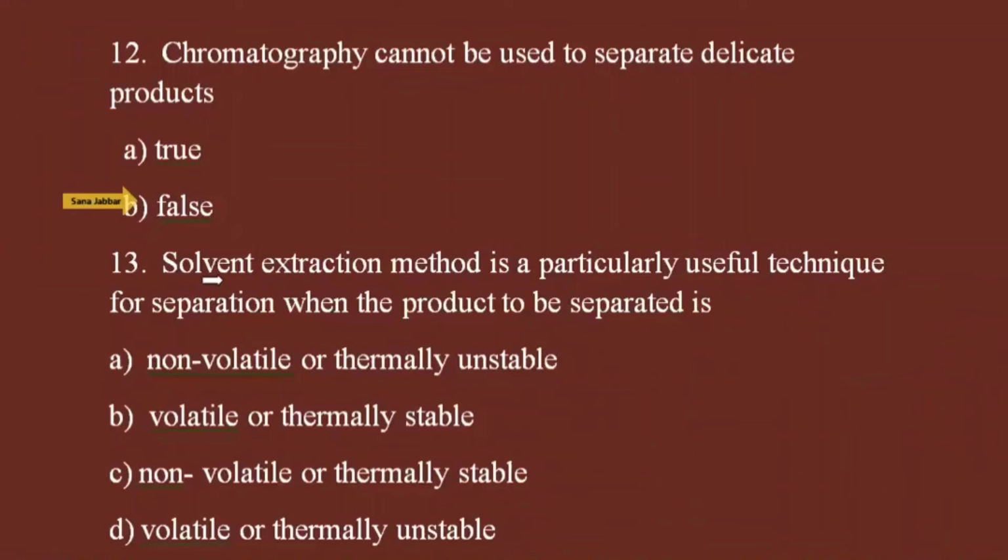Our next question is, solvent extraction method is a particularly useful technique for separation when the products to be separated are: non-volatile or thermally unstable, volatile or thermally stable, non-volatile or thermally stable, volatile or thermally unstable. D option is correct, that solvent extraction technique is used when the products that we have to separate are volatile or thermally unstable.